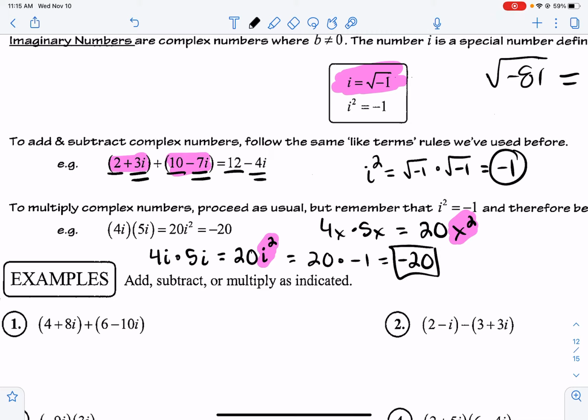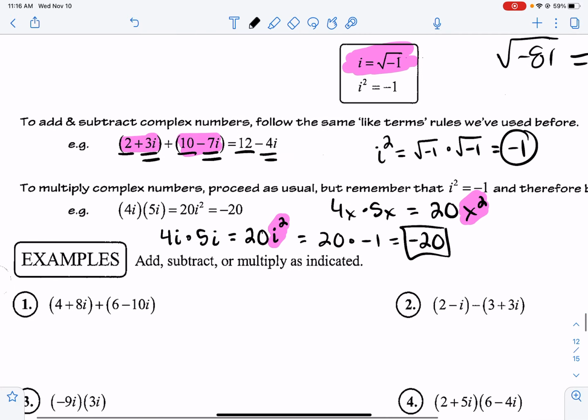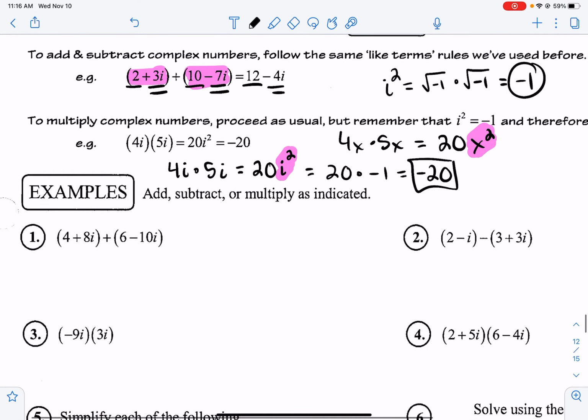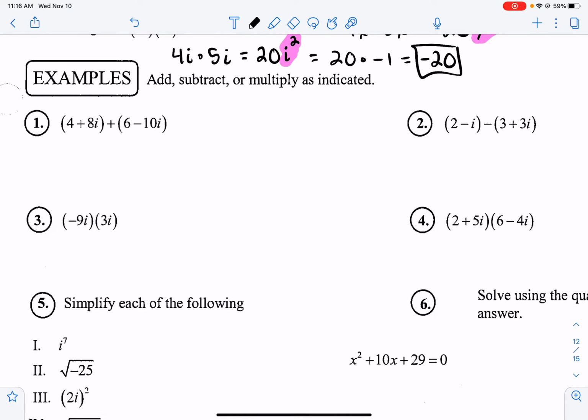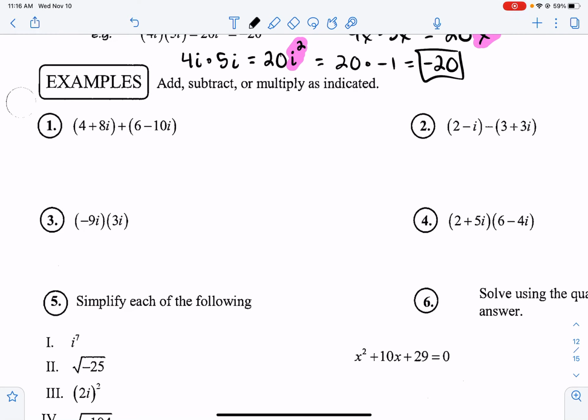So it acts like a variable in a lot of ways, but we have extra benefits to it because we do know what i is. We know it's not just some random number. It is a specific number that we know. So in your examples, 1 through 4, I'm just going to go through these really quick. They're just examples of what happens when you add and subtract and multiply this together. Number 1, you already saw something similar. 4 plus 8i plus 6 minus 10i. You add the 4 and the 6 and you get 10.